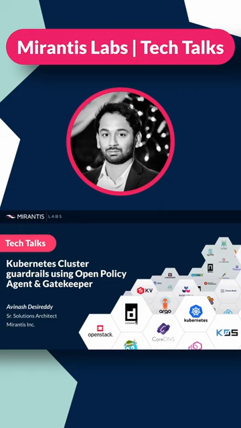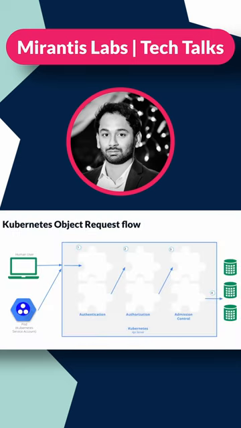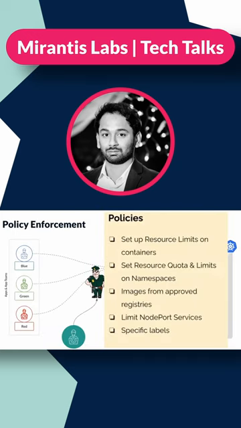Today, I'm going to talk about Kubernetes cluster guardrails using Open Policy Agent and Gatekeeper. Any object, for example, a user will interact with the cluster using APIs or kubectl or a UI-based application such as Lens Desktop. Here are some of the common policies that I was referring to.